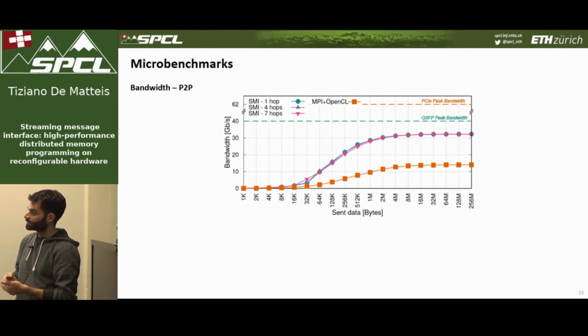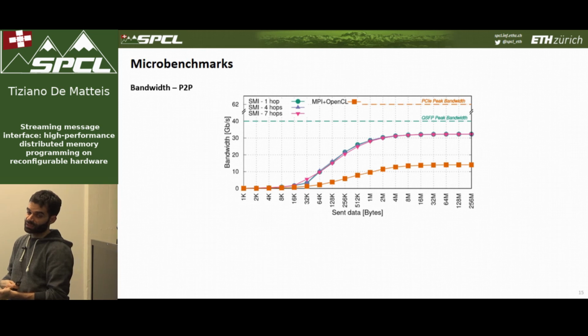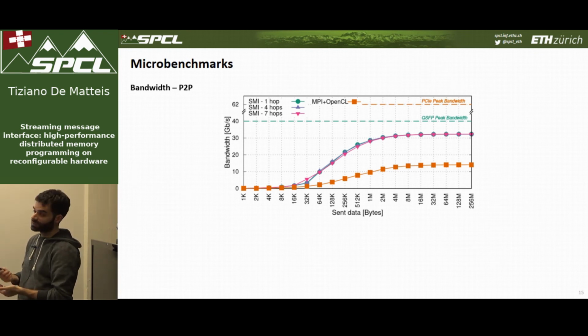So in all the cases, the bandwidth is very similar as one would have expected, and we are able to approach the peak bandwidth of the network connection, which is 40 gigabit per second. Now we should notice that this gap between the achieved bandwidth and the peak bandwidth is also due to the fact that in our network packets we also have header information which is used for routing purposes, so not just the payload.